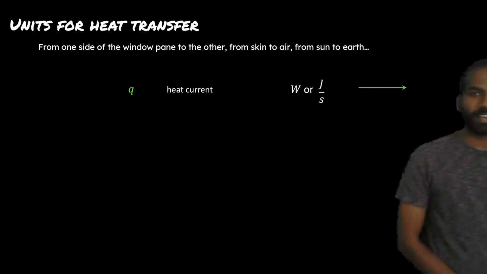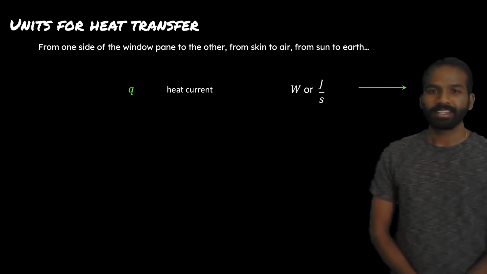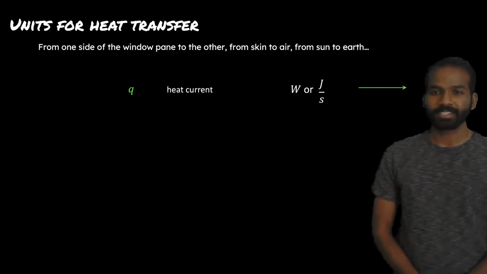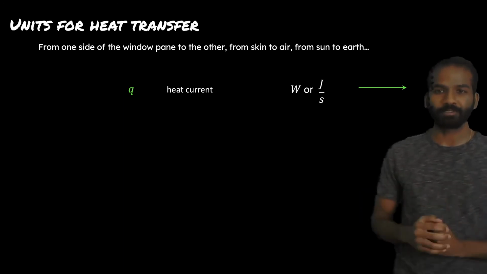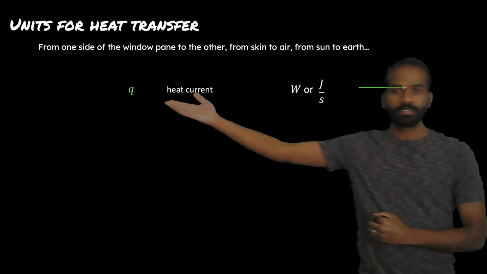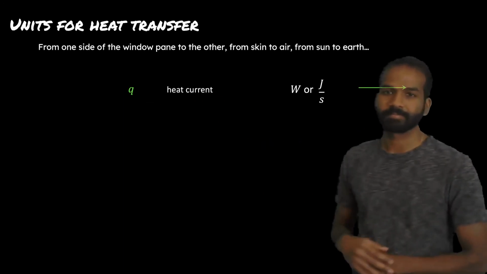Let's consider first the heat current. The heat current carries units of joules per second or watts. This is simply saying that we have a certain amount of energy moving per unit time. And we use the variable Q to refer to this.